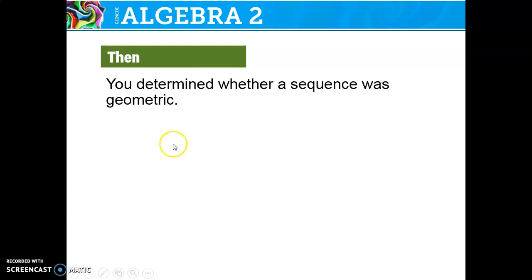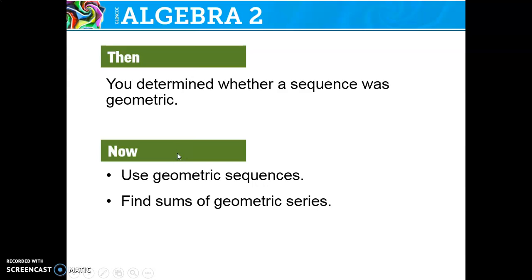Okay, previously we've determined whether a sequence is geometric. Now we're going to use geometric sequences and find sums of geometric series.